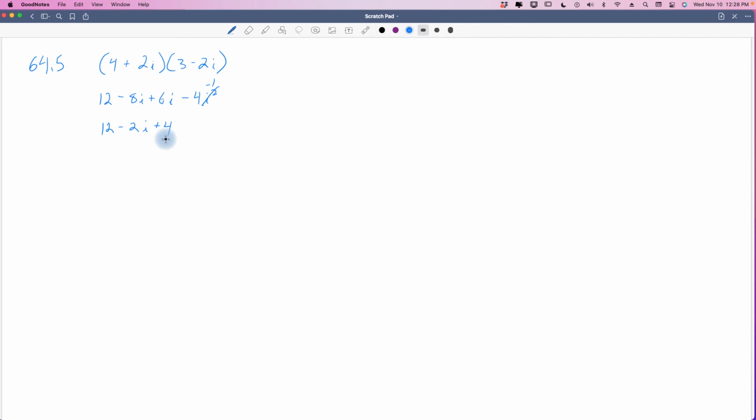All right. And we can then combine these two, because that becomes a whole number now without the variable i. So then that becomes 16 minus 2i. And that is our final answer.